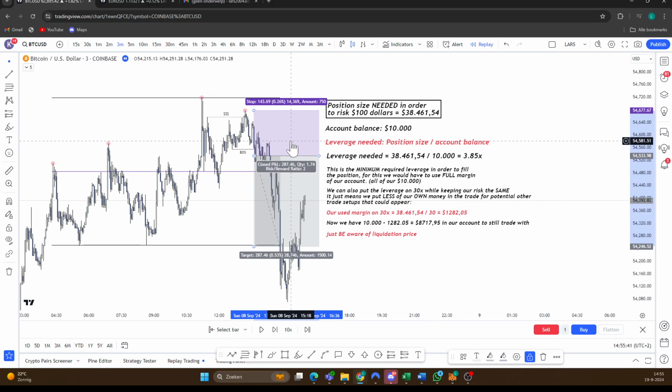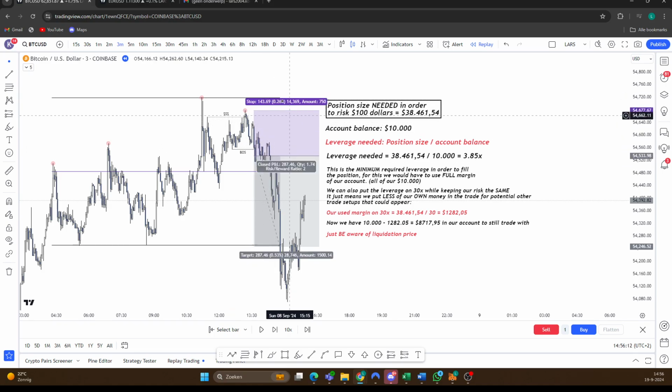Everything boils down to your risk dollar amount and your risk to reward ratio. That's it. Leverage does not matter. It matters when you have a smaller account balance and you want to risk higher, okay? So let's say I only have $1,000 in the account and I want to have a 4% risk because I really think this setup is going to be good. You just need leverage in order to fill that position, right? But it's all about how much you are risking.